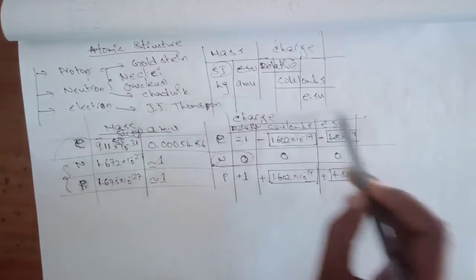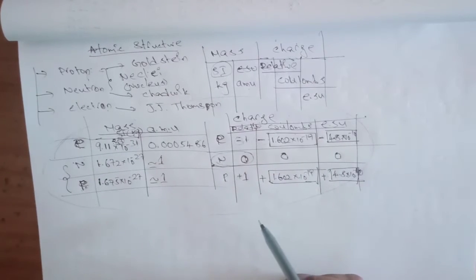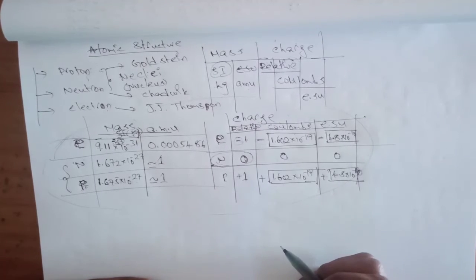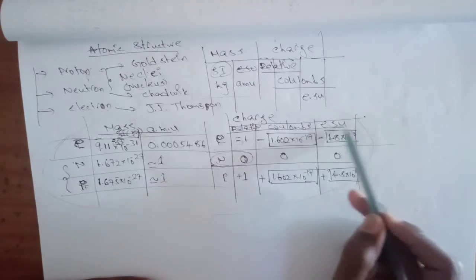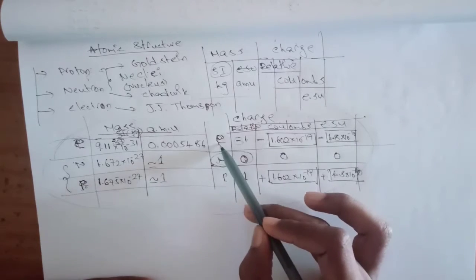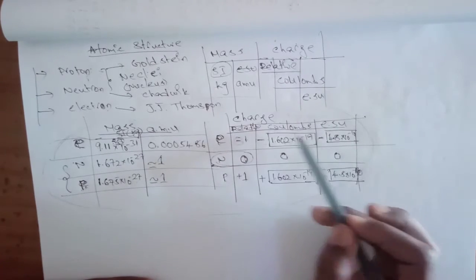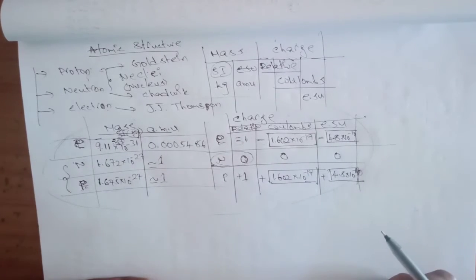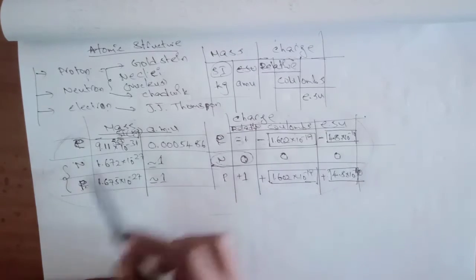This entire thing we have to remember in order to do the calculations in atomic structure. Some problems will also come directly by asking what is the electrostatic unit of electron, what is the Coulomb charge of electron, what is the relative charge of neutron, like that. So we have to remember all these things.